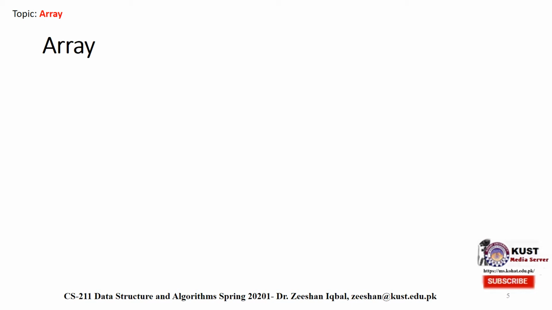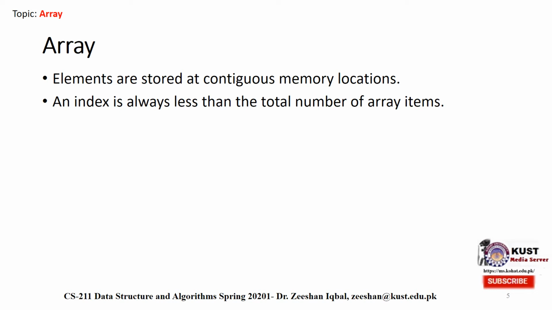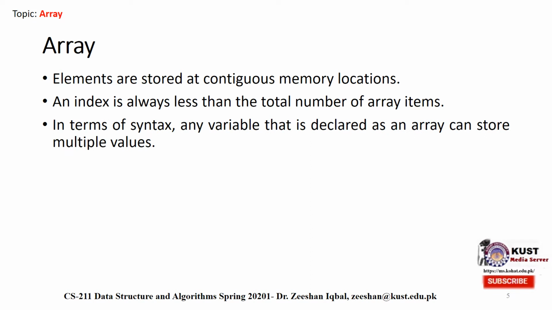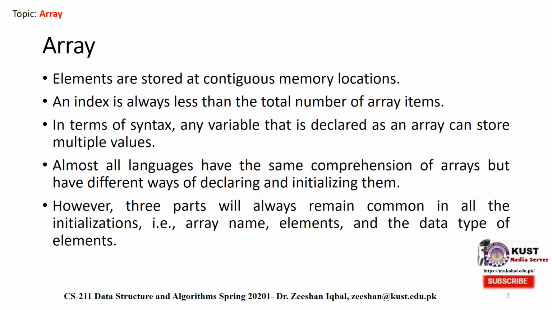For implementation, we have some key points regarding arrays. Elements are stored in contiguous memory locations. An index is always less than the total number of array items, as we know that in C++ the index of the first value will be 0. In terms of syntax, any variable that is declared as an array can store multiple values depending upon the size of the array. Almost all languages have the same concept of array but have different ways of declaring and initializing them. However, 3 parts will always remain common in all the initializations: array name, elements, and the data type of elements.